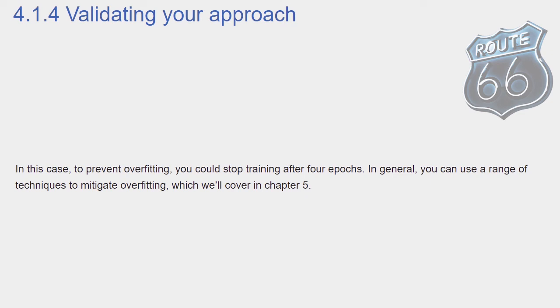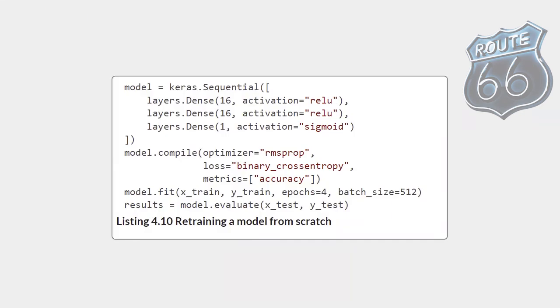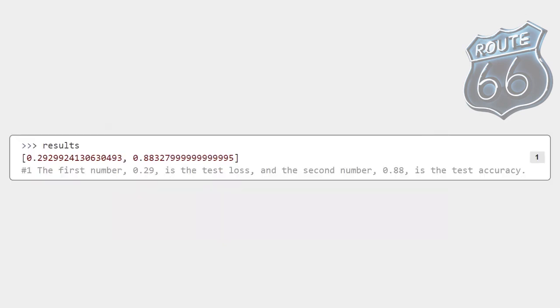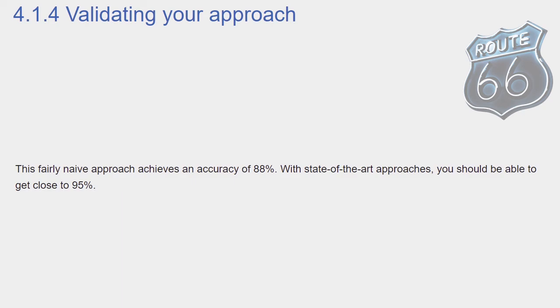In this case, to prevent overfitting, you could stop training after 4 epochs. In general, you can use a range of techniques to mitigate overfitting, which we'll cover in Chapter 5. Let's train a new model from scratch for 4 epochs and then evaluate it on the test data. The final results are as follows. This fairly naive approach achieves an accuracy of 88%. With state-of-the-art approaches, you should be able to get close to 95%.